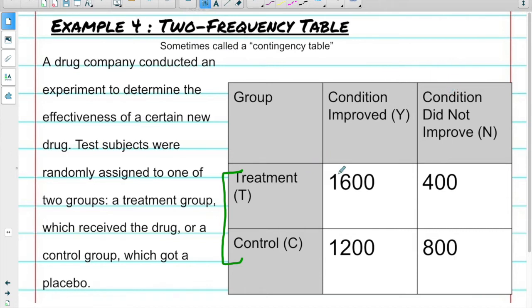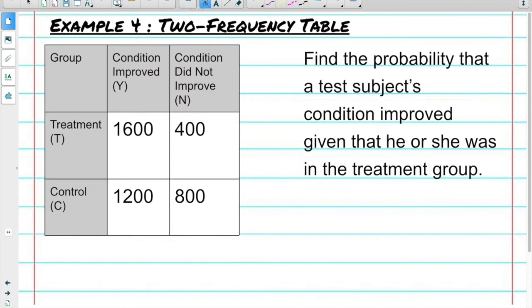Okay, and then with a two-way frequency table, when you add the rows and when you add the columns, you'll get totals, okay? And then eventually we will use those totals to help us calculate probabilities, okay? So this is asking us to find the probability that a test subject's condition improved, given that he or she was in the treatment group.